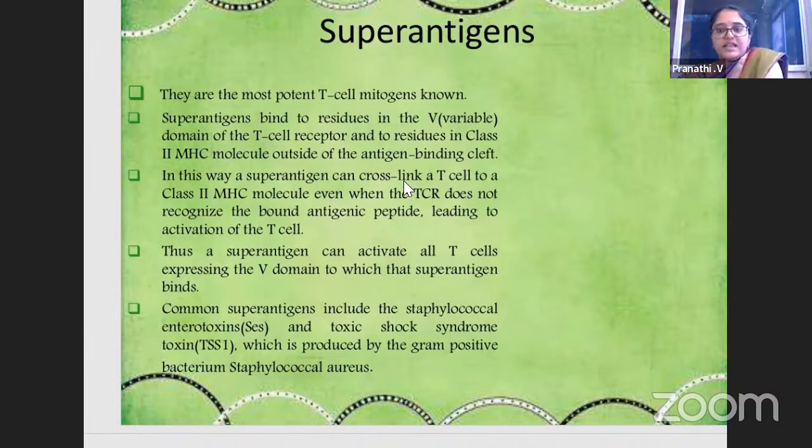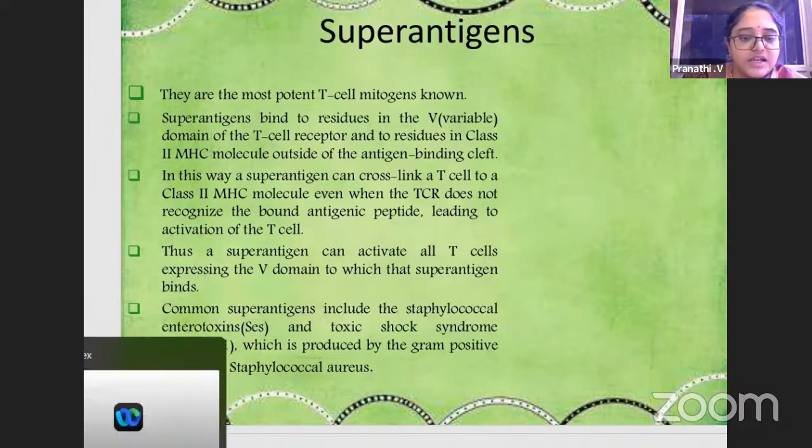Thus, superantigens can activate all the T cells expressing the V domain that is present, which is where the superantigen binds. V stands for variable as such. We have quite a number of antigens that are present which are all superantigens. Examples are Staphylococcus enterotoxins and toxic shock syndrome toxin, that is TSST-1, that is produced by gram-positive bacteria such as Staph aureus. So this is about superantigens such as this.